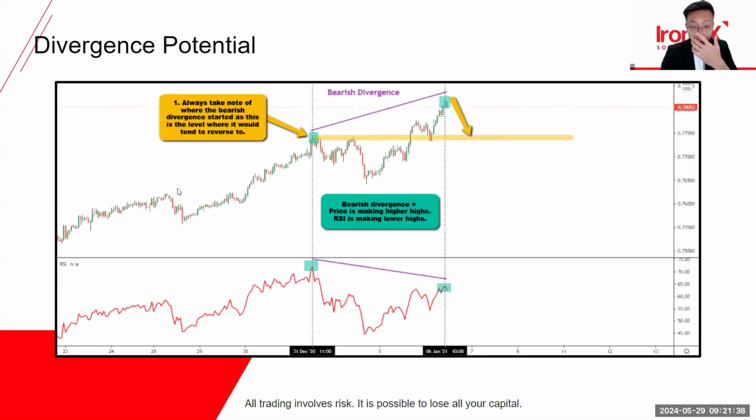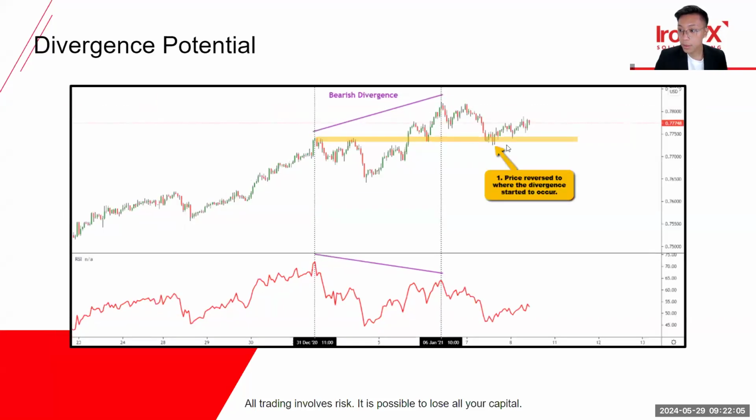As I mentioned, always take note of where the bearish divergence started, as this is the level where it would tend to reverse to. If this is the point where it actually started, you will mark out this area, and then you can see the high. Once price creates the high, it might start falling from here, so you draw a key level right here. If you go to the next slide, we can see that once price came down, it came down to the key level. Price reversed to where the divergence started to occur.